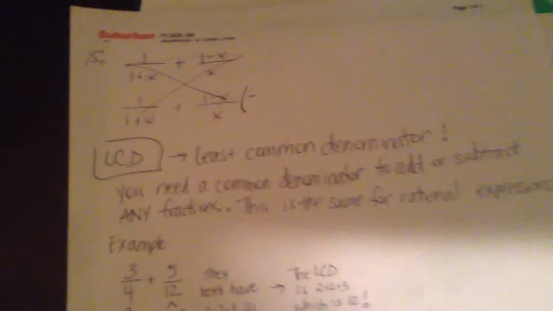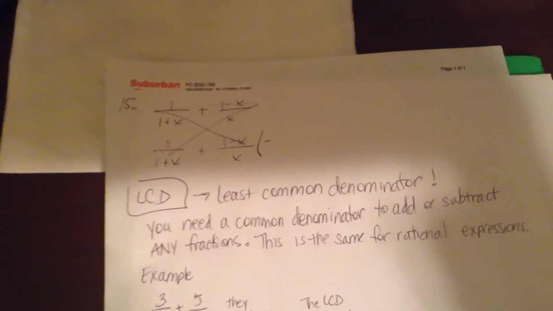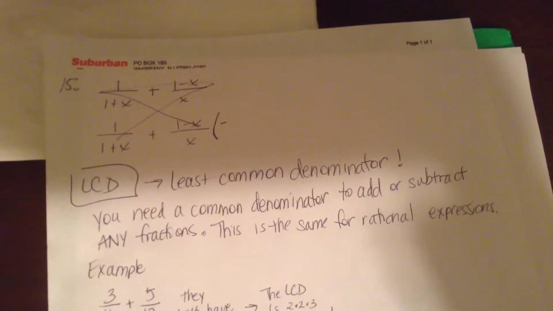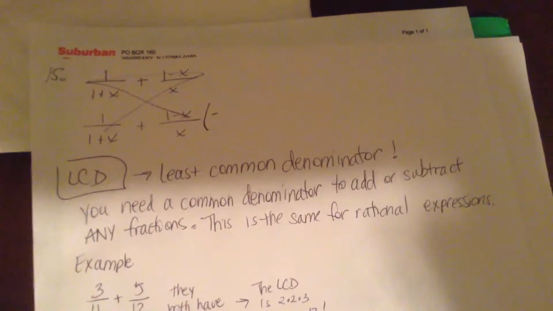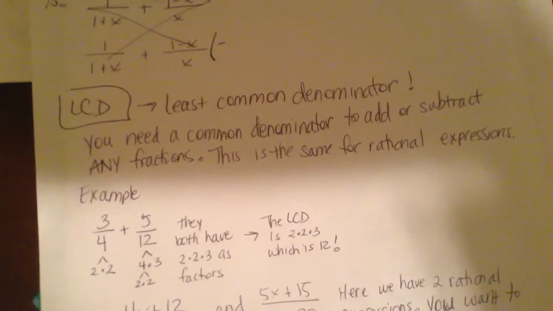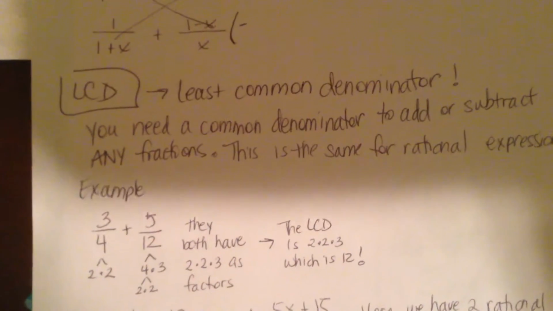Alright, so I need to figure out this technology thing a little better. LCD is the least common denominator. You need a common denominator to add or subtract any fractions. This is the same for rational expressions. So, for example, we have 3/4 plus 5/12.